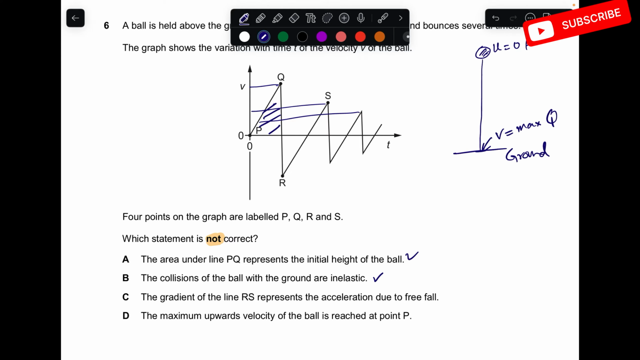The gradient of the line RS represents the acceleration due to free fall. Yes, the gradient of the velocity-time graph shows you the acceleration. And the maximum upward velocity of the ball is reached at point P. Maximum upward velocity, how can it be reached at P? It is starting from point P, so that will be zero velocity. So option D is the incorrect statement, that you have to choose.